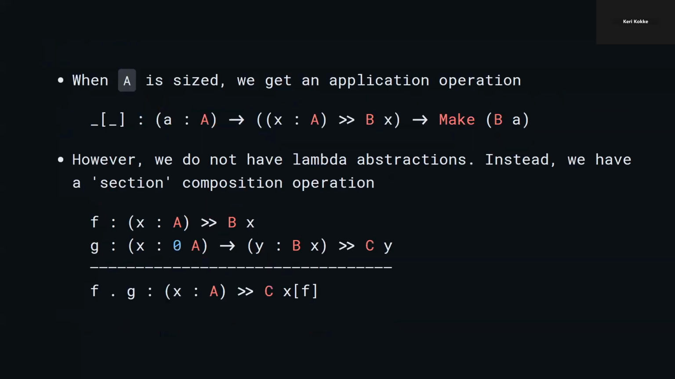And so the way we use this is when the subject is actually sized, then we get this sort of application-like operation. So if we have some subject A and then an index from A giving us B, then we can sort of make a B. And in the case where B is sized, then this also will give us the actual B itself. But we don't actually have an inverse of this operation like usual. So we don't have lambda abstractions to this type, but we do have composition, or like dependent composition, which says if we have an index from A to B and then an index from B to C, then we can get an index from A to C. So this is interpreted basically as just adding integers at runtime.